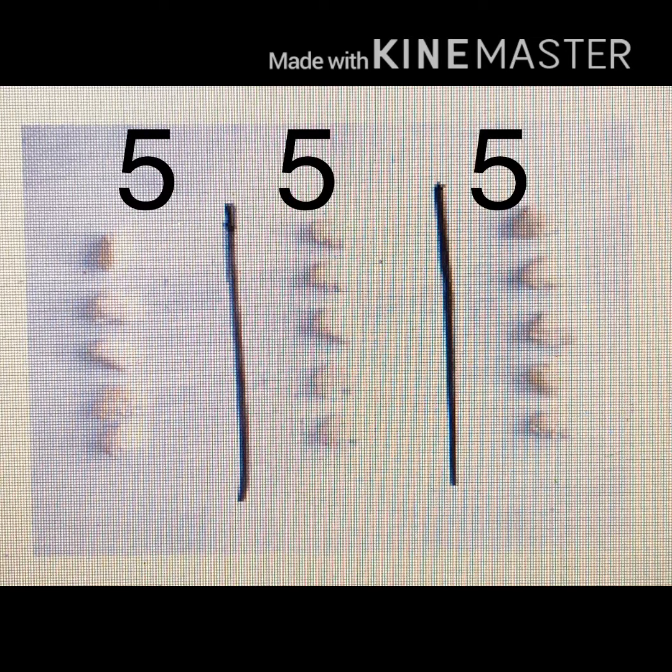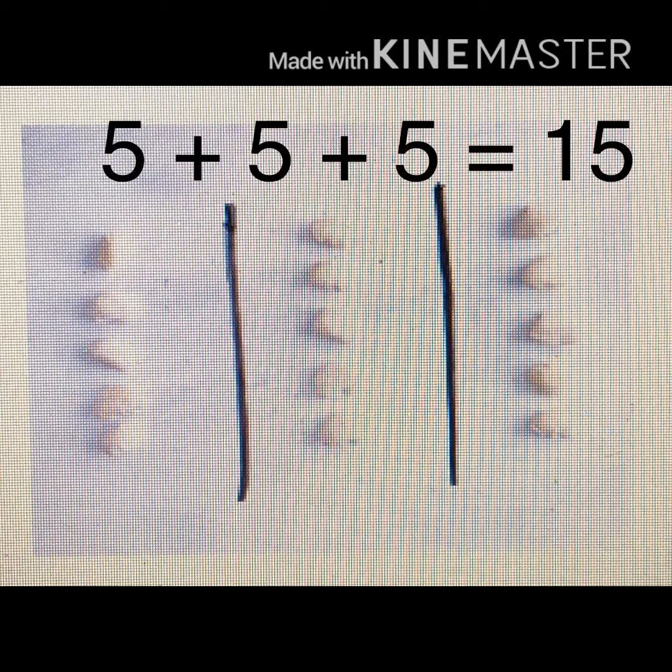Well, we can find this by a repeated addition sentence for the columns. We have 5 beans in each column. So we can write 5 plus 5 plus 5 equals 15. The total of all of our columns together make the array. Our array has 15 beans.